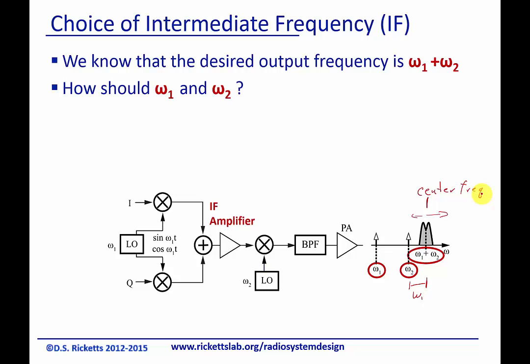And so what does that mean? That means if I want to be operating at, let's say, 920 megahertz, and omega 1 is 20 megahertz, then omega 2 could be 900 megahertz. Omega 2 would not be 920 megahertz, because we want to center it right there.